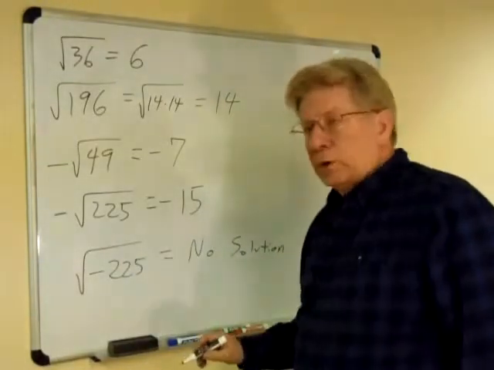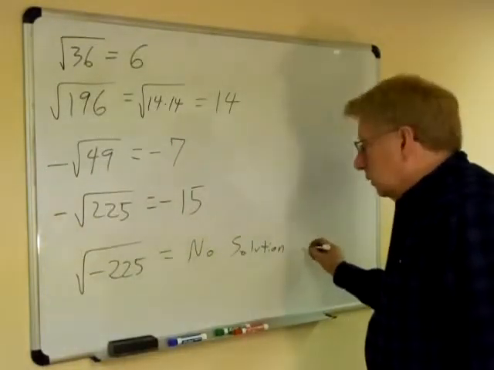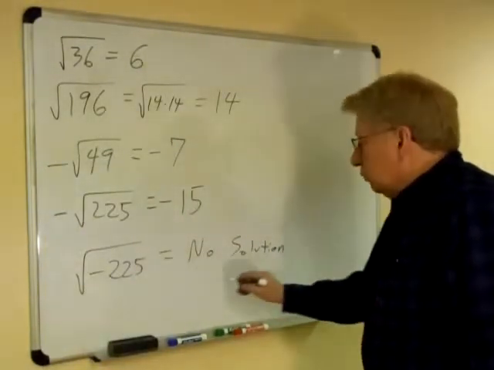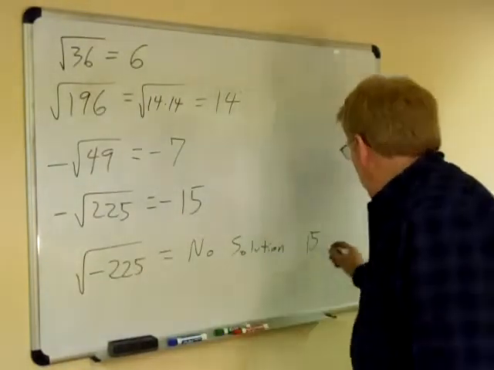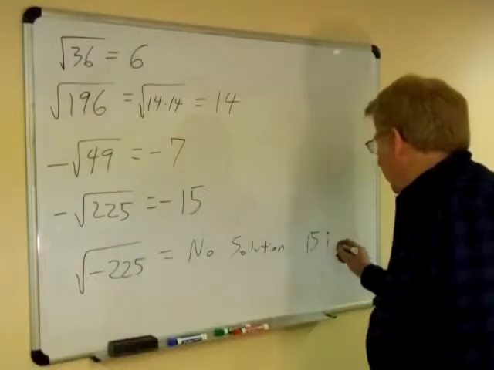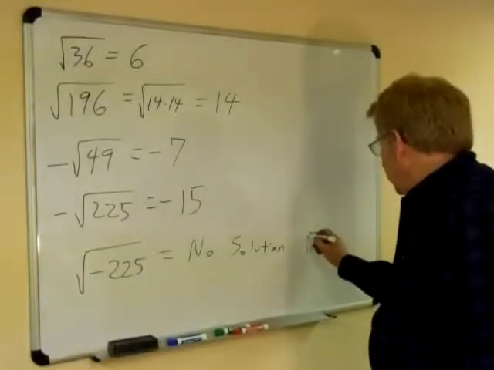If we were working with complex numbers, what we would have here would be square root of 225 is 15, and the square root of negative 1 we call i, an imaginary number. So it would be 15i.